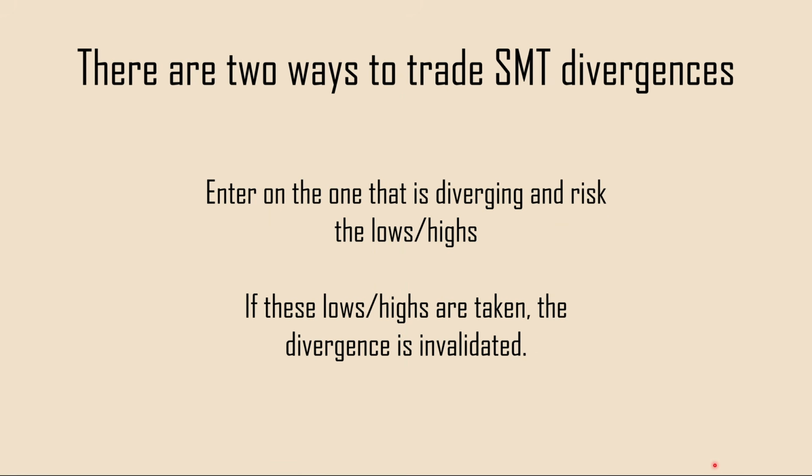There are two ways you can trade the SMT divergences. We are going to go over the first one now. You can enter on the one that is diverging and risk the lows or highs. If these lows or highs are broken or taken, the divergence is invalidated and that will be your stop.